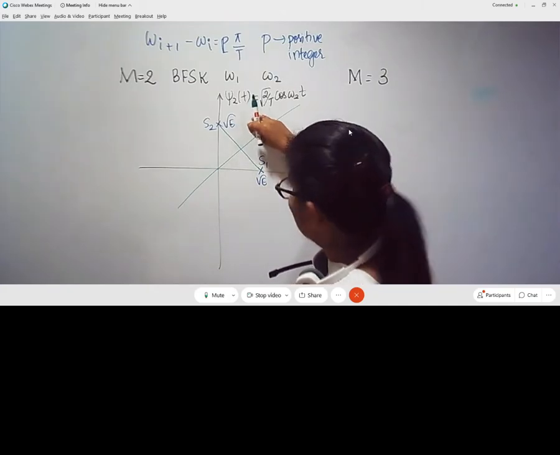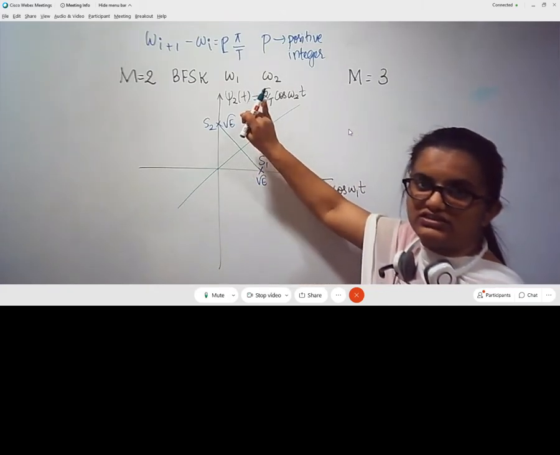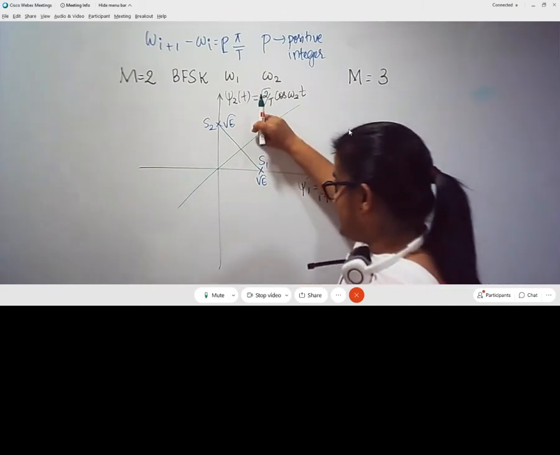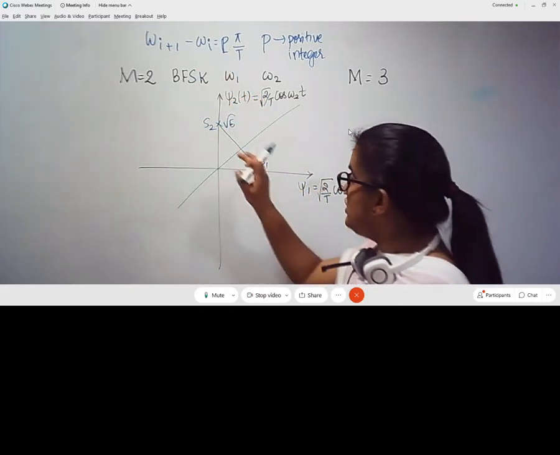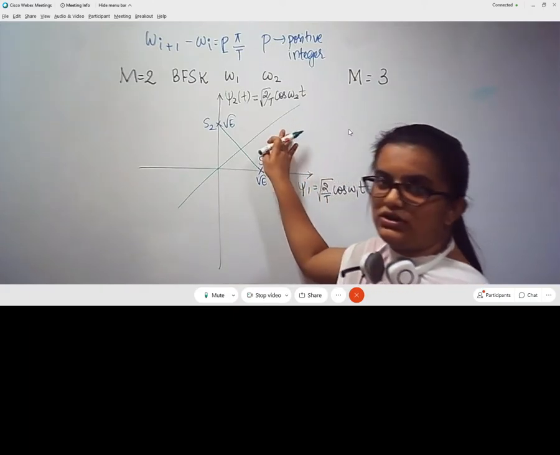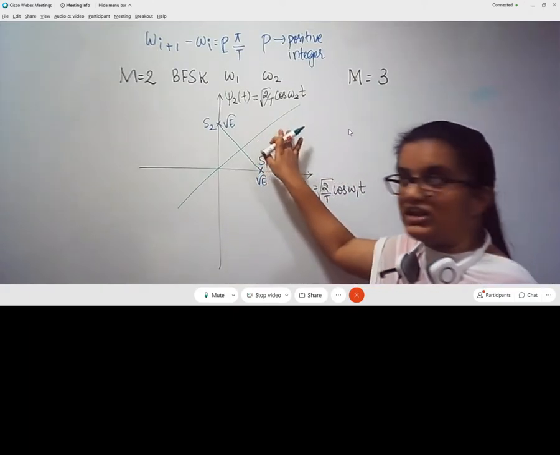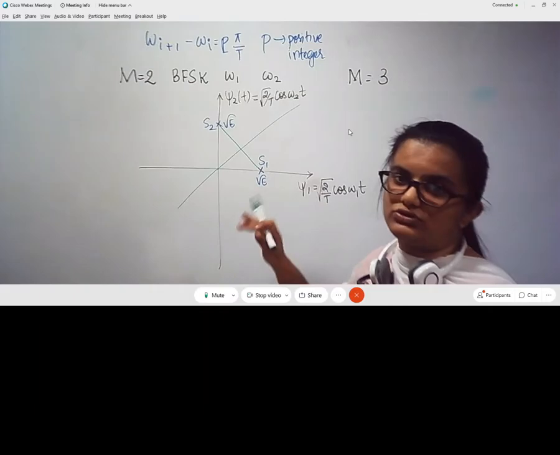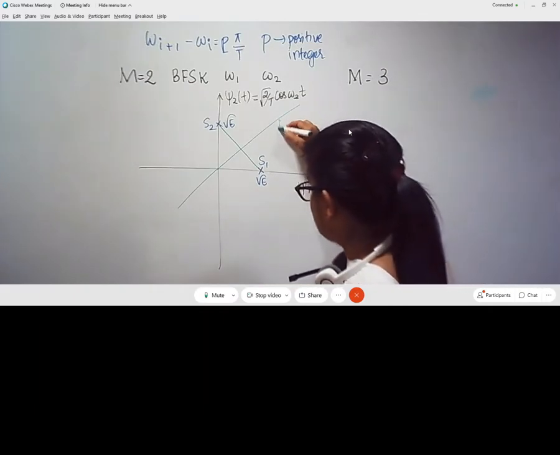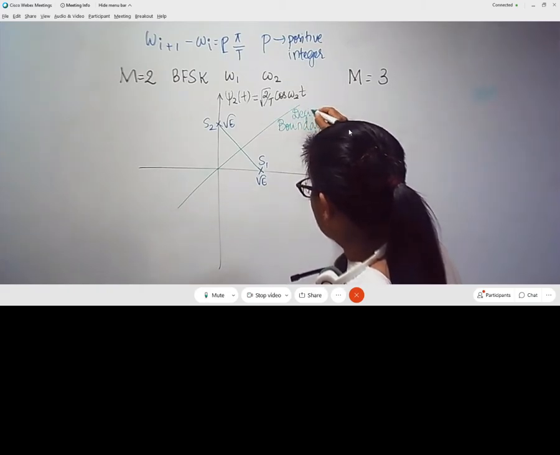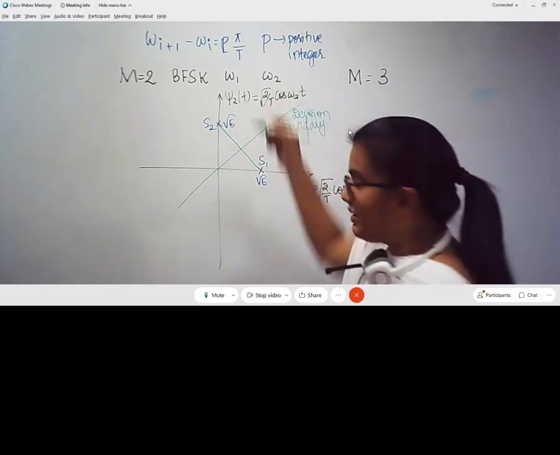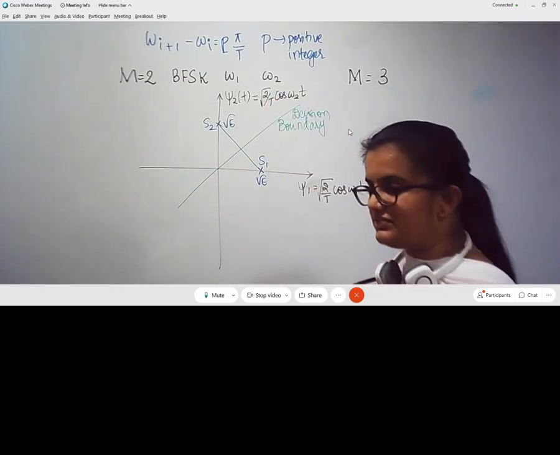Whatever received signal vector lies above this line, I am going to decide in favor of symbol S2. Whatever received signal vector lies below this line, I am going to decide in favor of symbol S1. So this is a decision boundary which I can easily make out by just looking at it, and for the m is equal to 2 case, it's rather very simple.